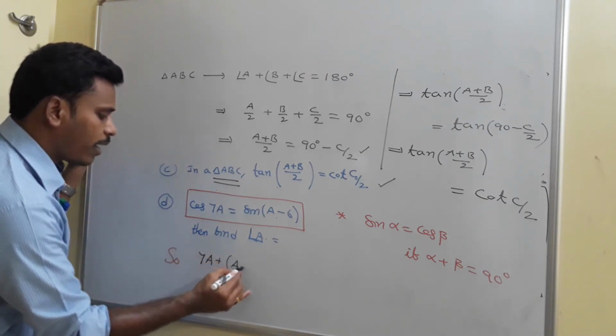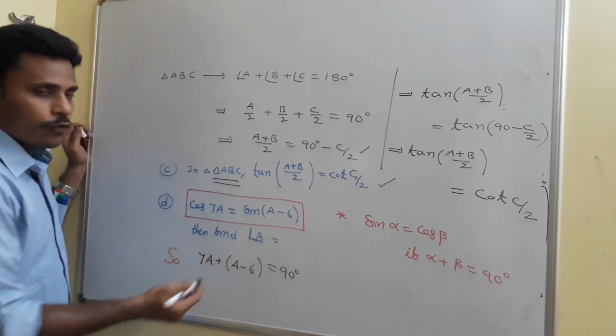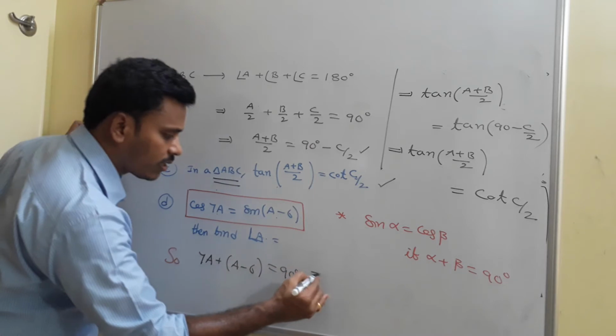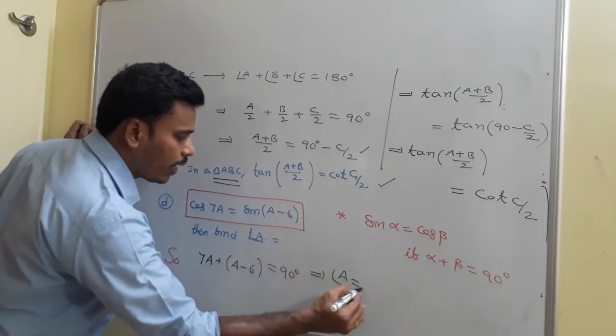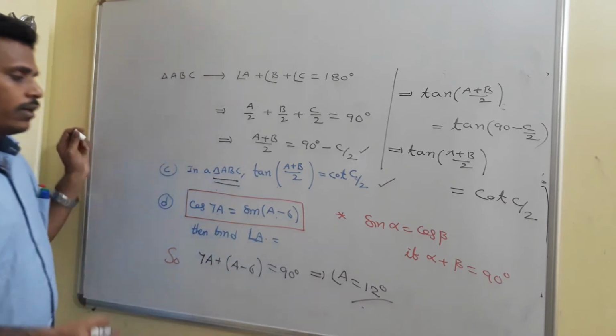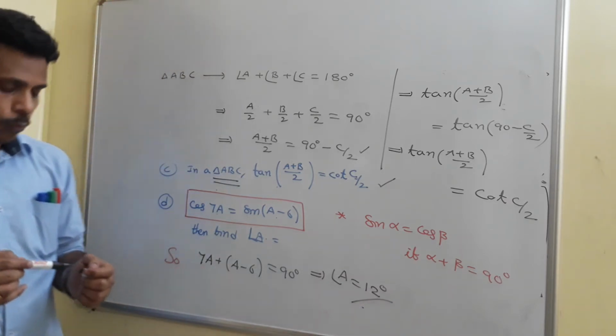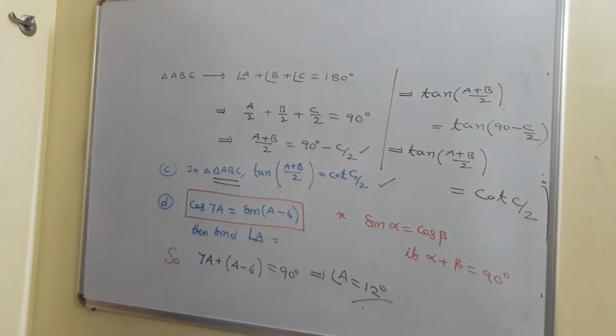7a plus a minus 6 is equal to 90 degrees. And if you solve, this is 8a and that is 96. And we know that 12 eights are 96. Then your answer for this is 12 degrees. Is it clear? Have a look at the problems. All those problems are just related to the sum of the angles being 90 degrees.